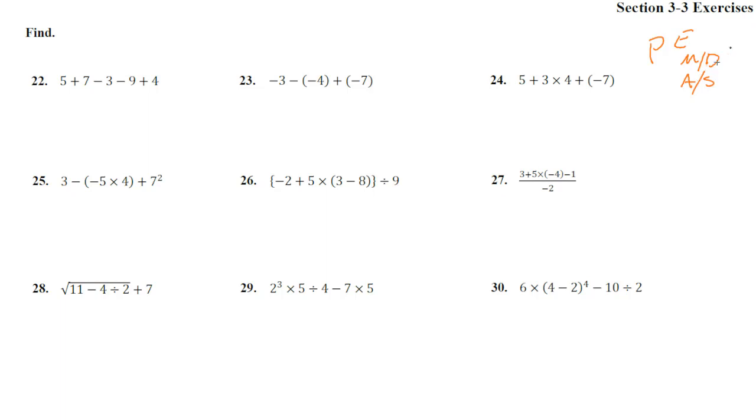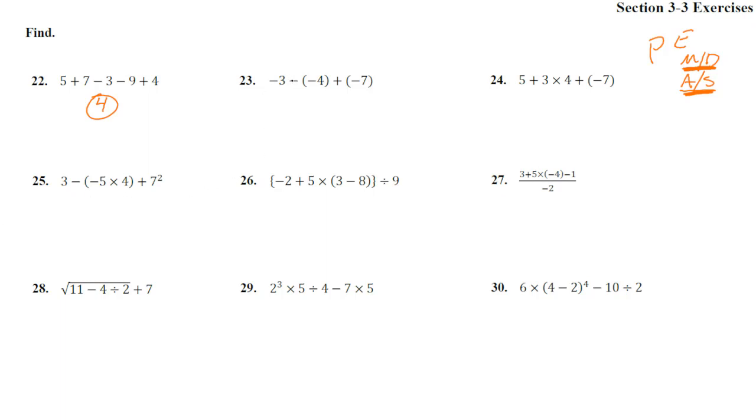Some people will use that. But remember, these are on the same level, and you just go left to right, and these guys are on the same level. So number 22. 5 plus 7, this is all just addition and subtraction. So 5 plus 7 is 12, minus 3 is 9, minus 9 is 0, plus 4 is 4. Right? Good. Next one, number 23.